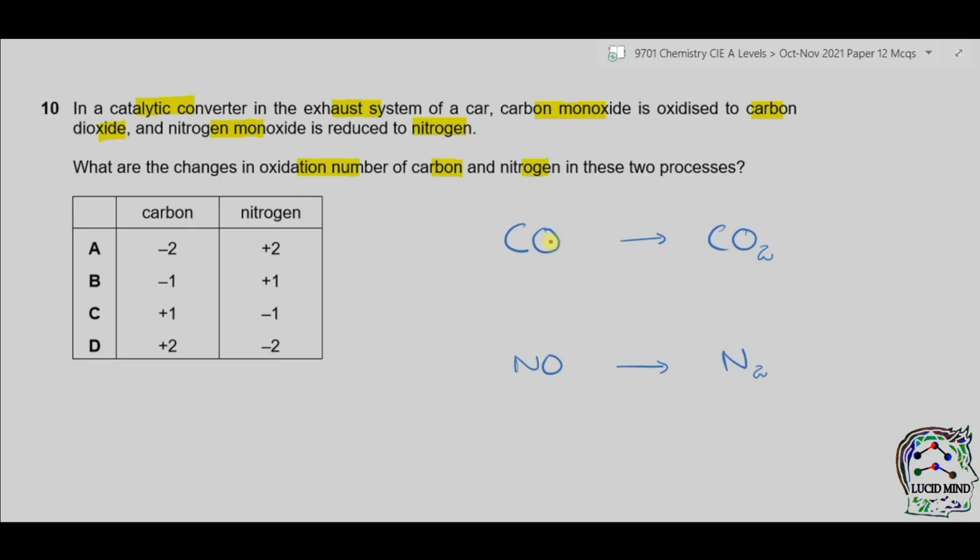As the oxidation state of oxygen is -2, for carbon it should be equal and opposite because there is no overall charge. Here we have two oxygen atoms, so it is -4 and carbon will be +4. Now the change is from +2 to +4, so the change is +2. Similarly, in nitrogen monoxide, oxygen is -2, so nitrogen must be +2. And in the nitrogen molecule, the oxidation state is 0. So the change is -2. The correct answer is therefore D.